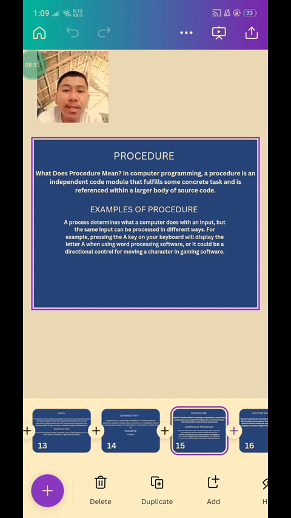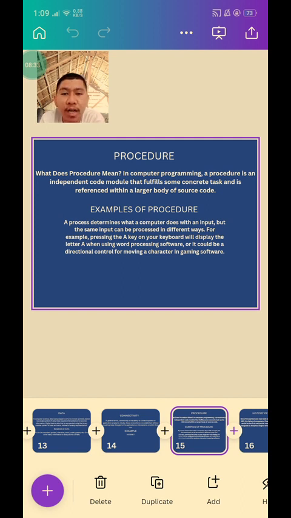Procedure. What does procedure mean? Ano daw po ang procedure? Procedure is in computer programming. A procedure is an independent code module that fulfills some concrete task. It is a reference within a larger body of source code.